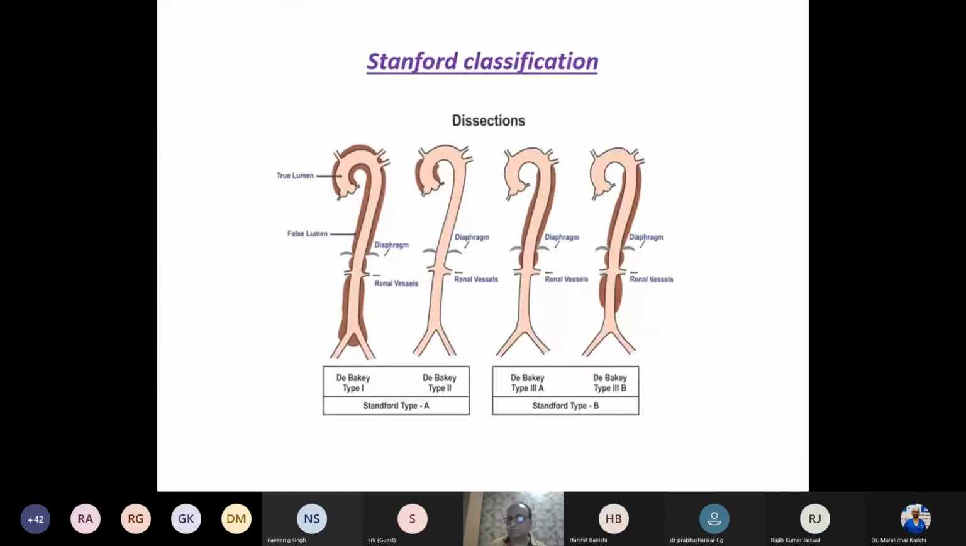Next is the dissection. Now, if you classify, there is the Stanford classification. The latest classification is Stanford type A and type B. Type A will involve the whole of the ascending aorta down to the bifurcation, and type B will involve only just below the left subclavian artery down to the bifurcation of the iliacs. This is type A and type B. Now, important point here would be, if it's type A, it is a surgical indication. Type B, usually they manage medically.